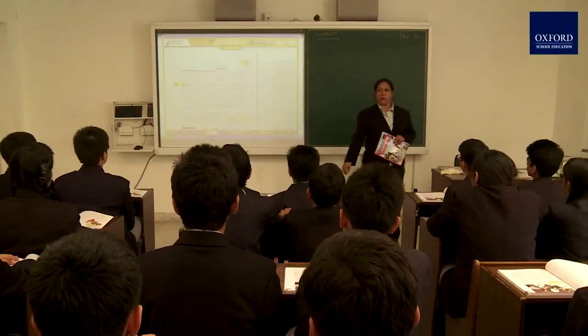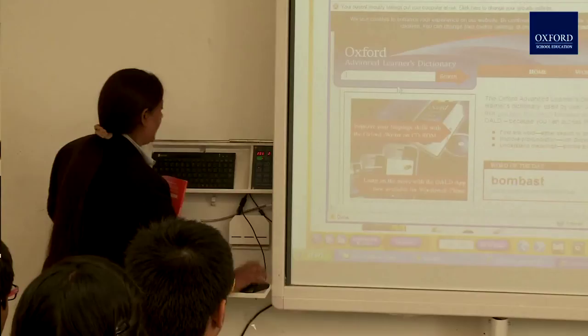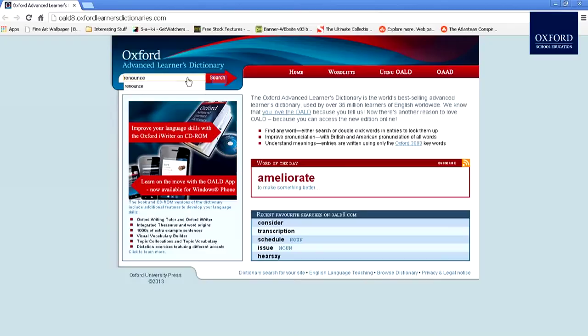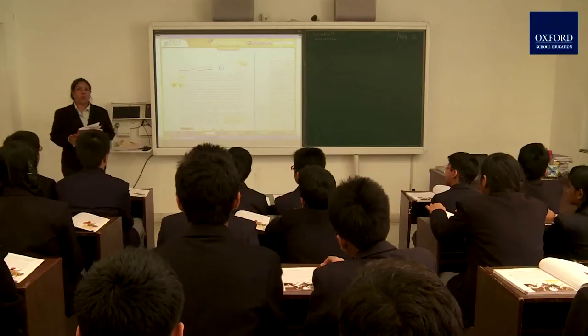What do you understand by the word renounce? Yes, Dakshi? It means to give up a title or a position. Excellent. So children, do you want to look up this word in the dictionary? Yes. Let's use the Oxford Educate dictionary here to access the word renounce. And here is the meaning: to state officially that you are no longer going to keep a title or a position. Children, do you know who Ashoka was?